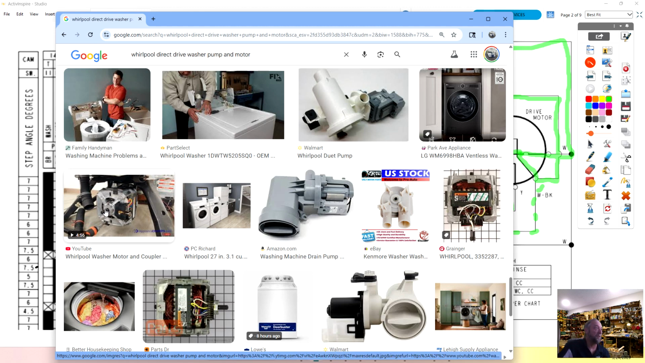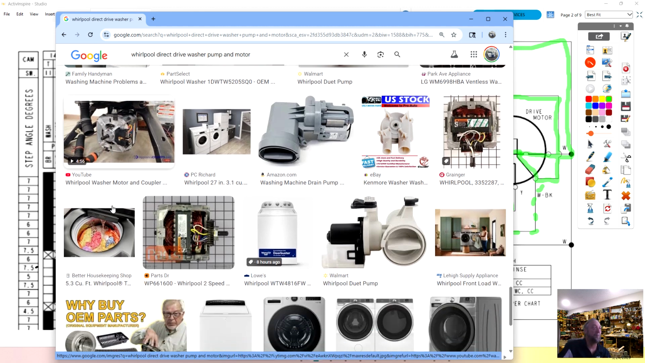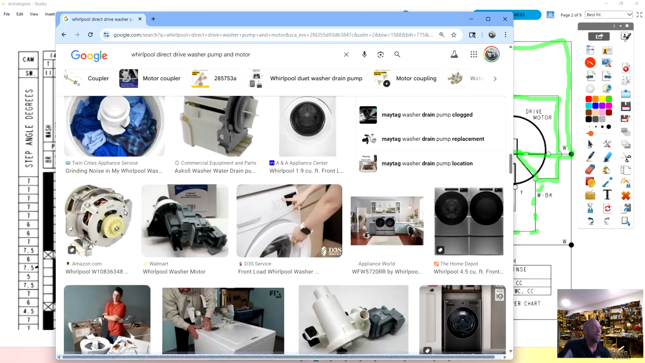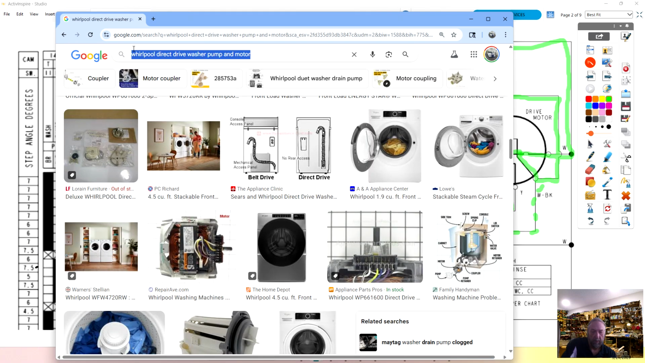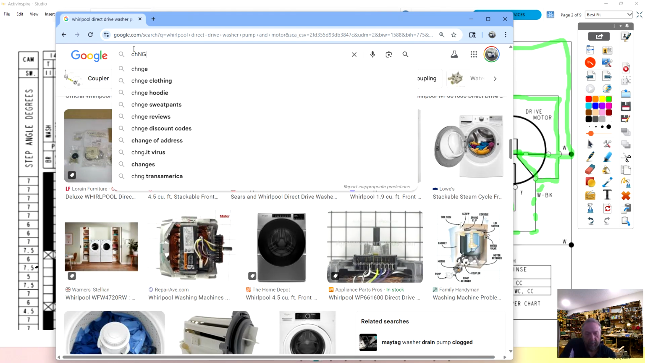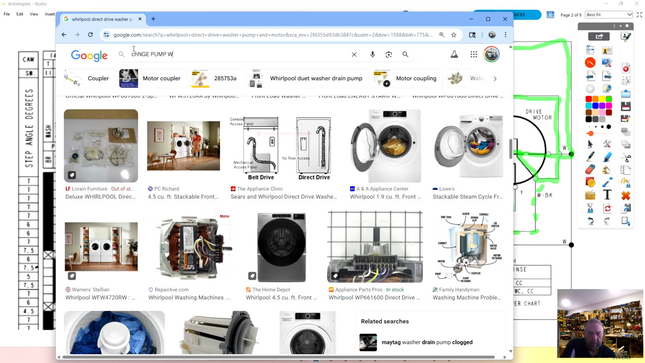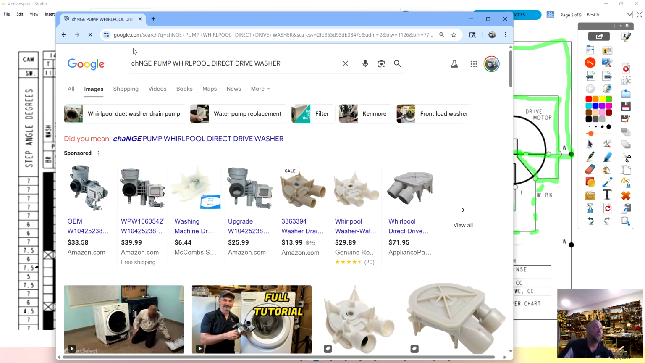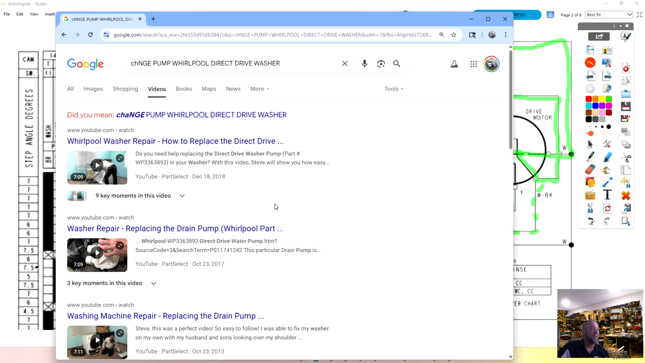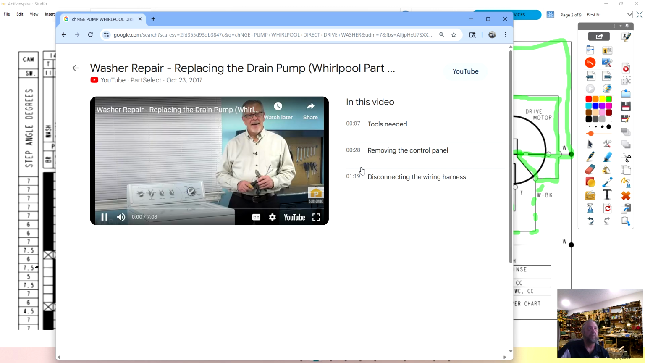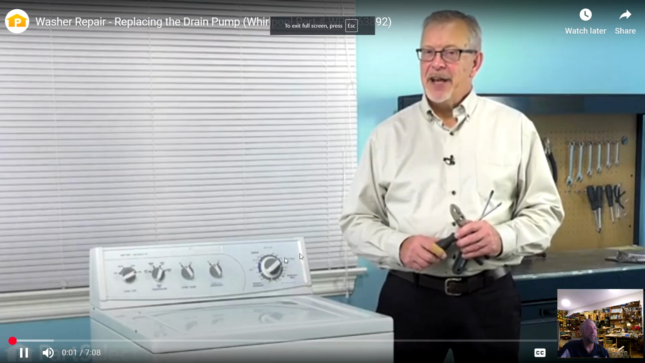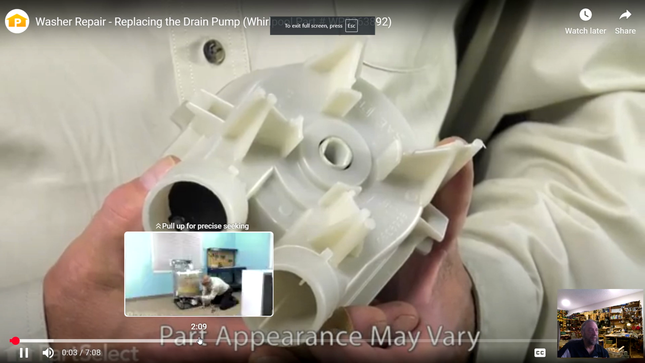Here's the washer where it's mounted on the transmission. I was trying to find this image where, let me see something. I'm searching changing a pump on a Whirlpool direct drive washer. I'm just going to see if I can find someone. Okay, here we go. Look at this. Hi, it's Steve. Hi, Steve. Today we'd like to show you how to change the direct drive water pump on your washer.